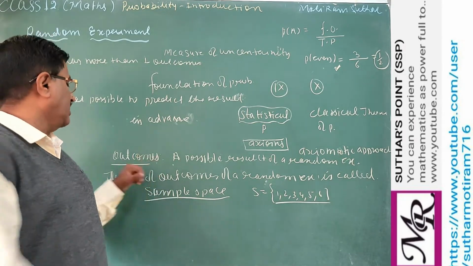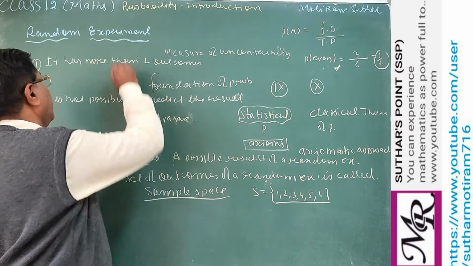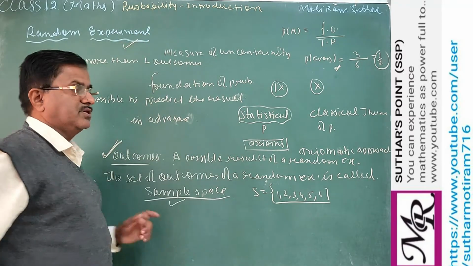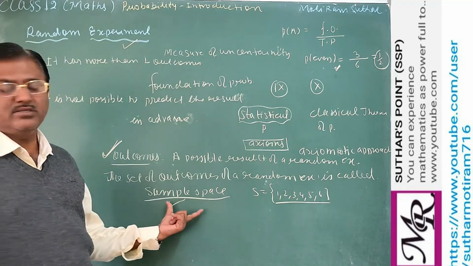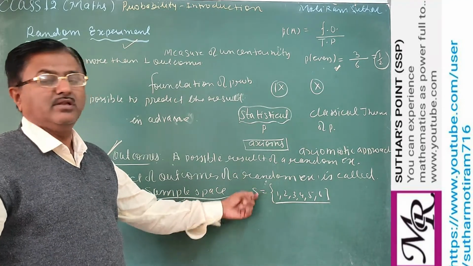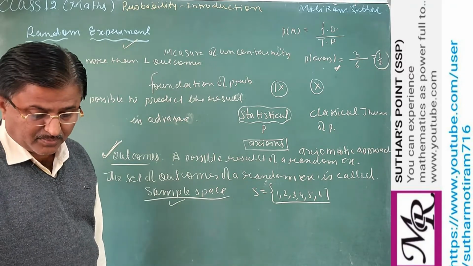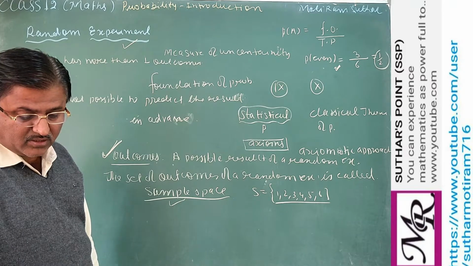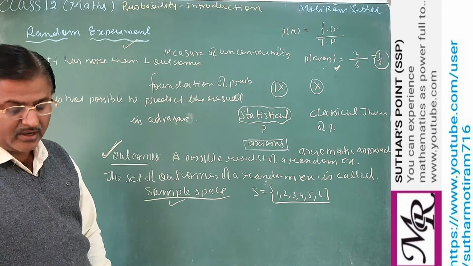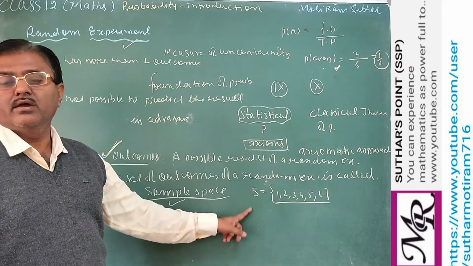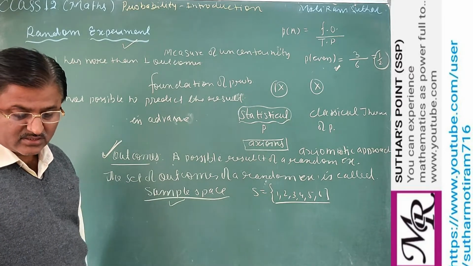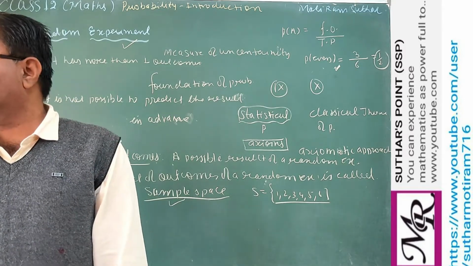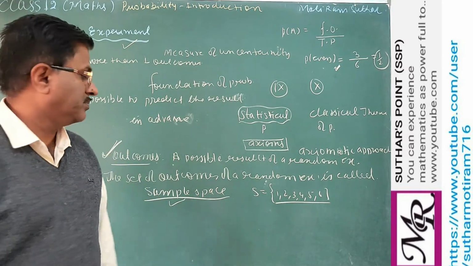So this is clear. We are using the words random experiment, outcomes and sample space, so we should be clear what is the meaning of these. Sample space is always associated with the experiment and it is denoted by capital S. Each element of the sample space is also called a sample point.